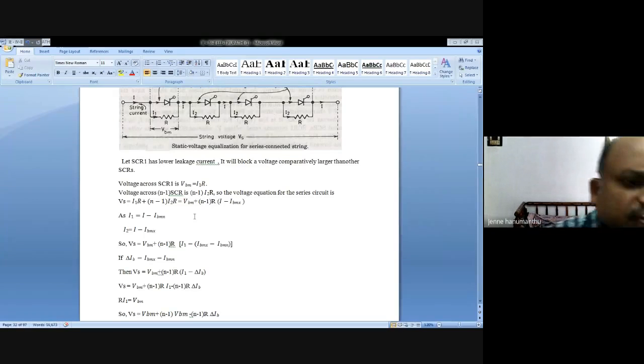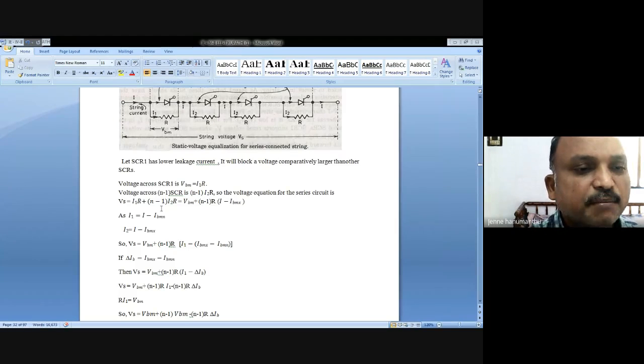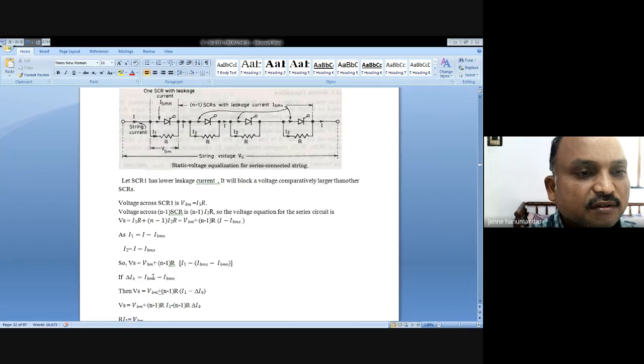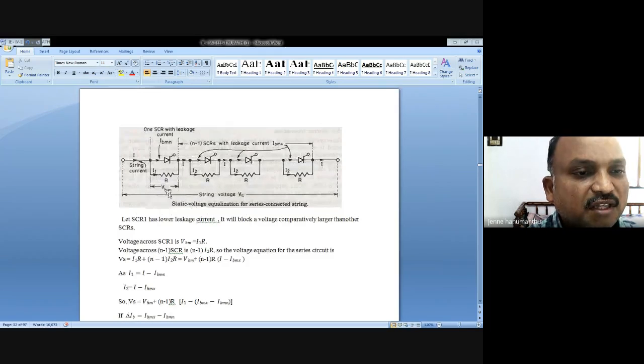If you substitute I1, I2 in the above equation, Vs can be written as VBM plus (n minus 1) into R into I1 minus IBMS. Let this be del IB. Then Vs can be written like this: VBM plus (n minus 1) into R into (I1 minus del IB). From this, take R into I1 common. What is R into I1? R into I1 is nothing but VBM.